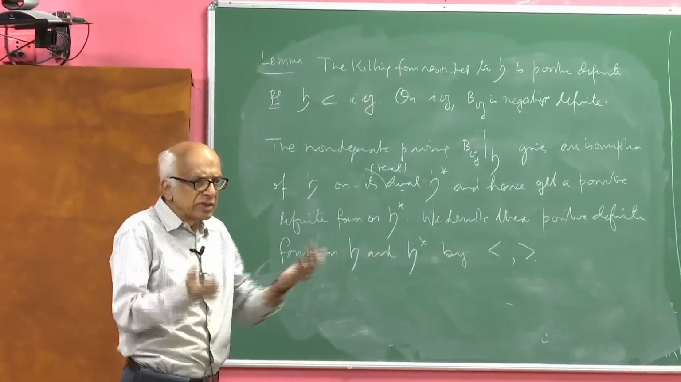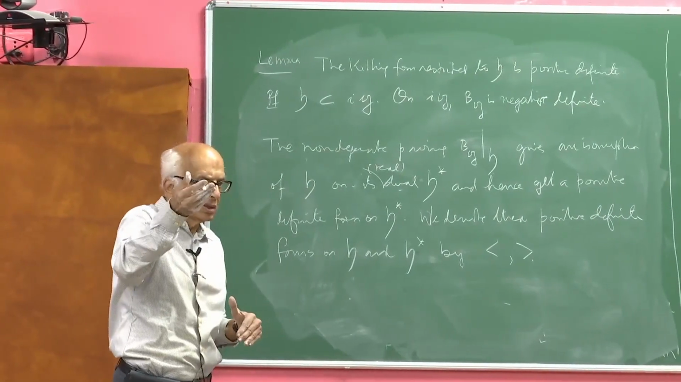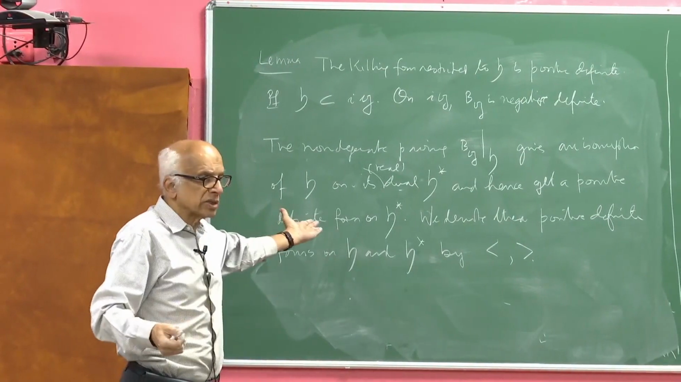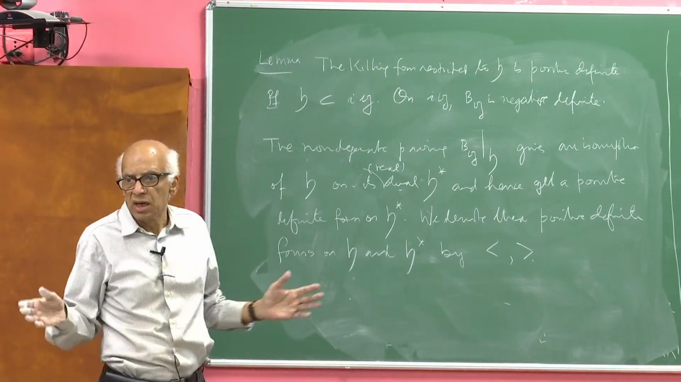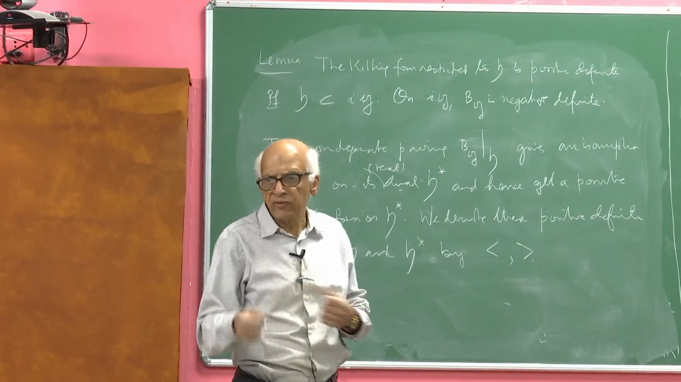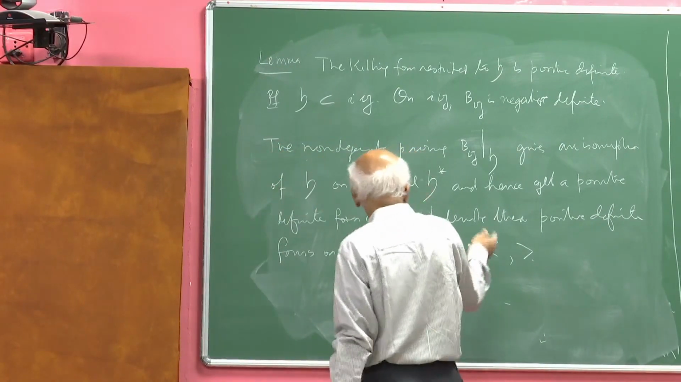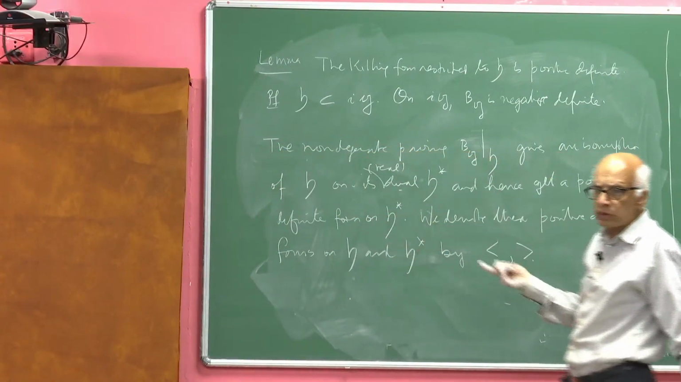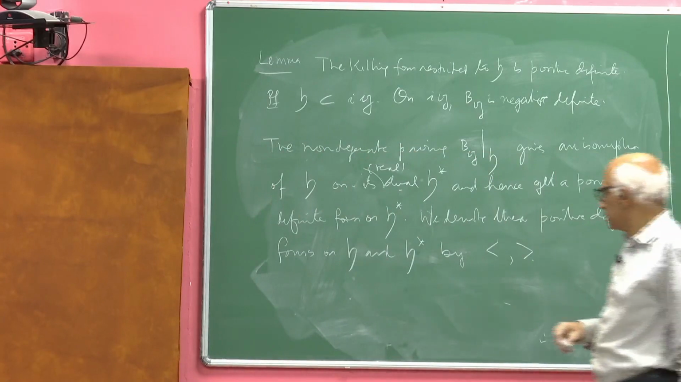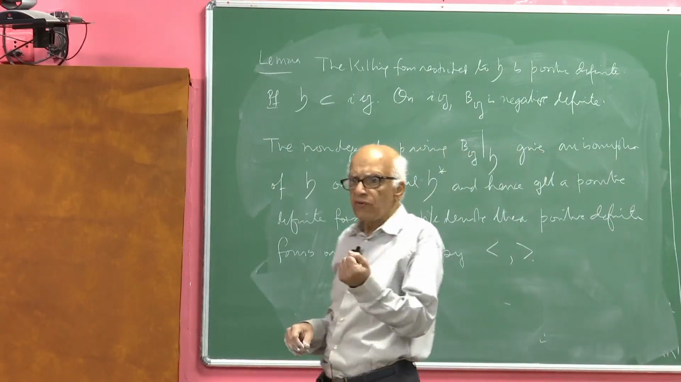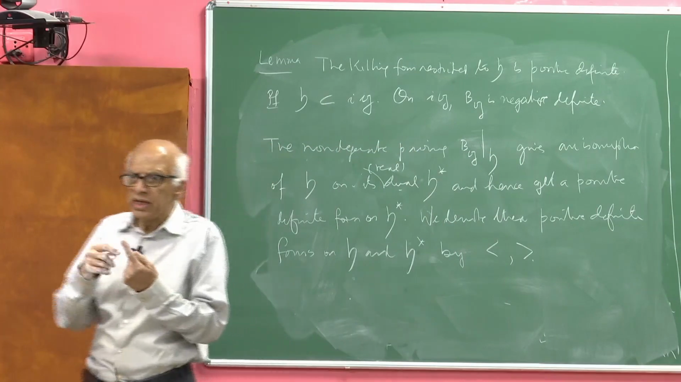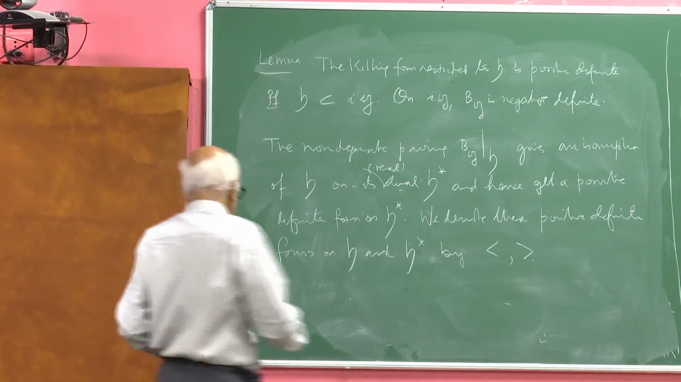Whenever you have a vector space with an inner product, the dual also acquires an inner product, and that's exactly what's happening here. H and H star have naturally identifiable inner products. So once you fix the inner product on one, you automatically get it on the other. And then if you have a linear form, it gets identified with some element.